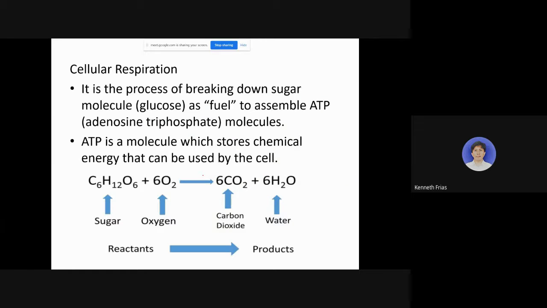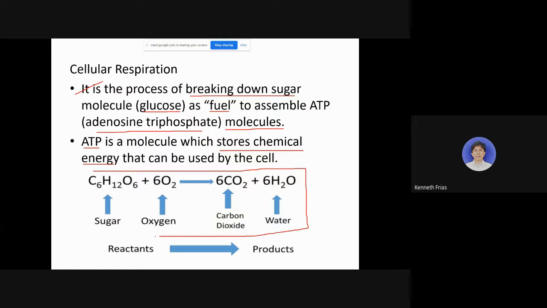Now, for the lesson, let's first define what cellular respiration is. Cellular respiration is a process which breaks down sugar molecules, usually in the form of glucose, and this glucose acts like a fuel for the cell to assemble ATP or adenosine triphosphate molecules. This ATP molecule is very important because it stores chemical energy in the form of covalent bonds that can be used by the cell for its cellular activities.